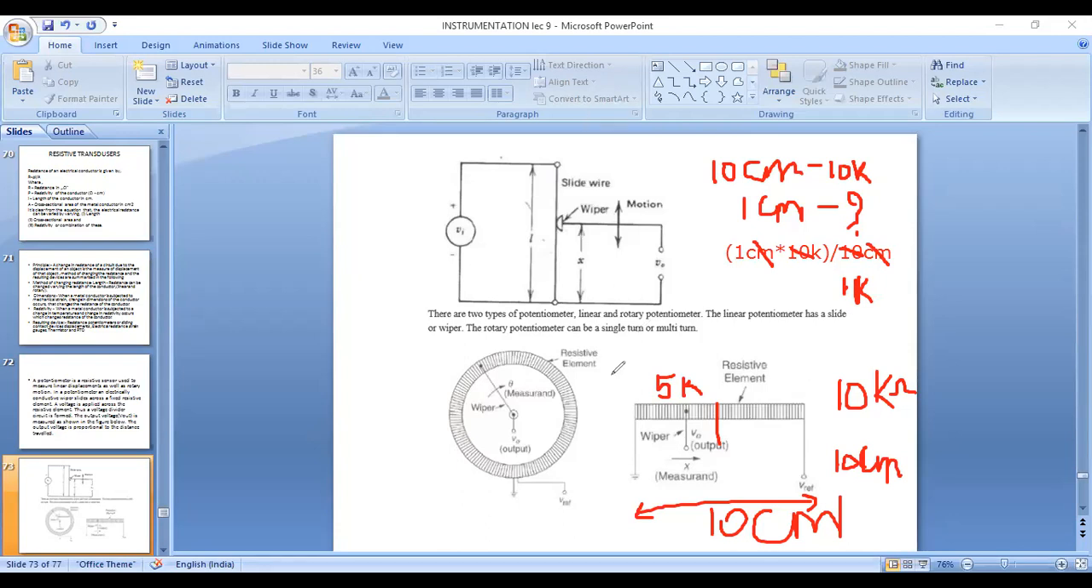It is of two types: the first one is the linear potentiometer and the second one is the rotary potentiometer. And there are two more types: the wirewound potentiometer and the continuous potentiometer. So there are four types of potentiometers, and we will cover this topic in our next class.